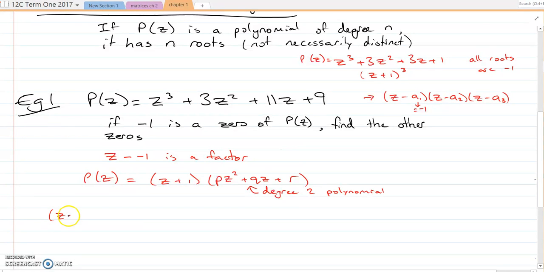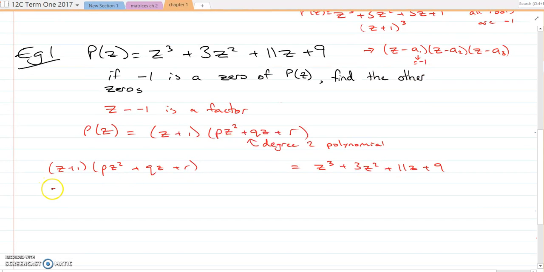We're going to get z plus 1 times pz squared plus qz plus r. And once we expand it, it has to equal this, so all the coefficients have to be the same. Alright, so let's times this out. So z times pz squared is pz cubed. Z times qz is qz squared. Z times r is rz. Let's move on to the 1, and then it's just 1 times, so these next 3 don't change.